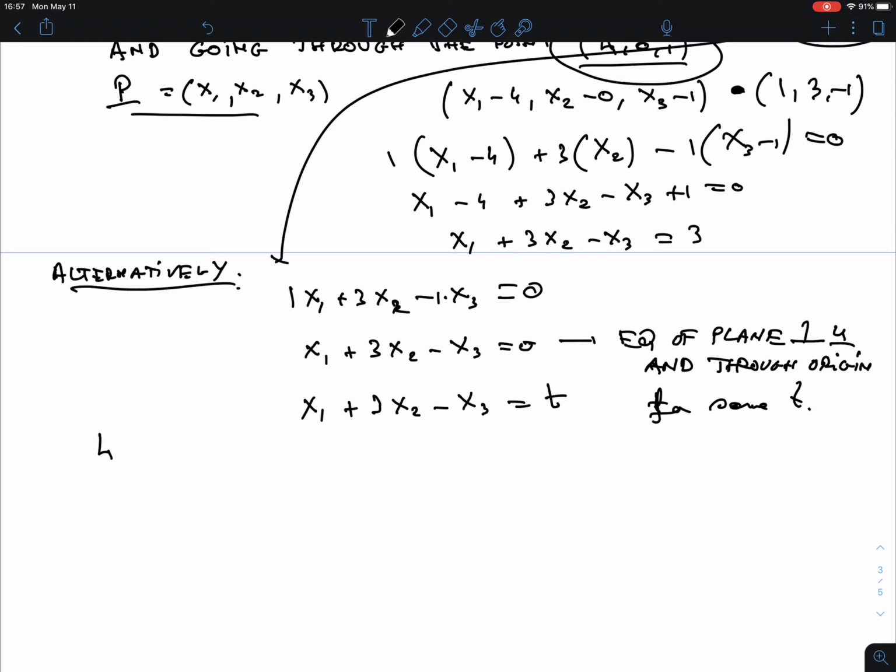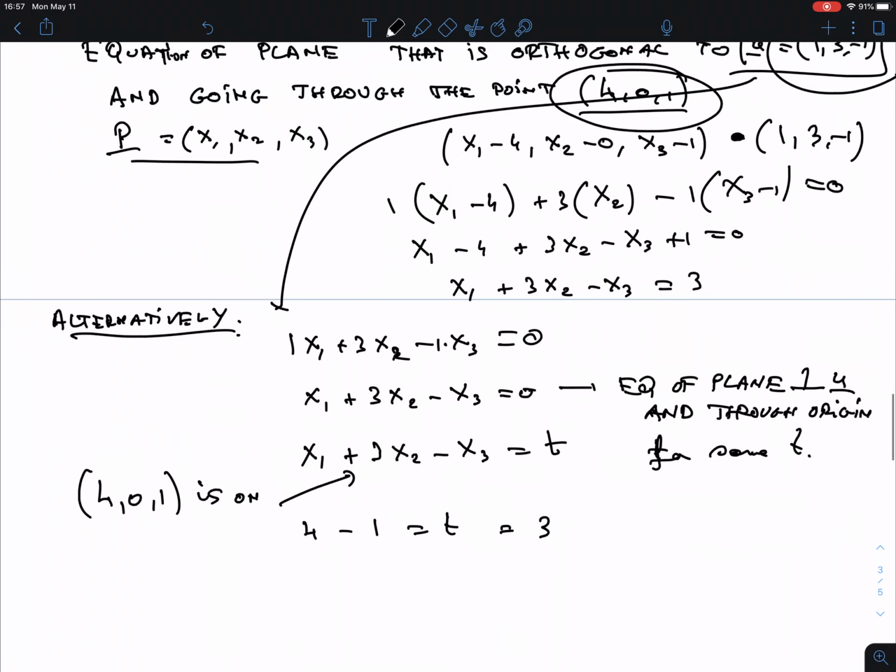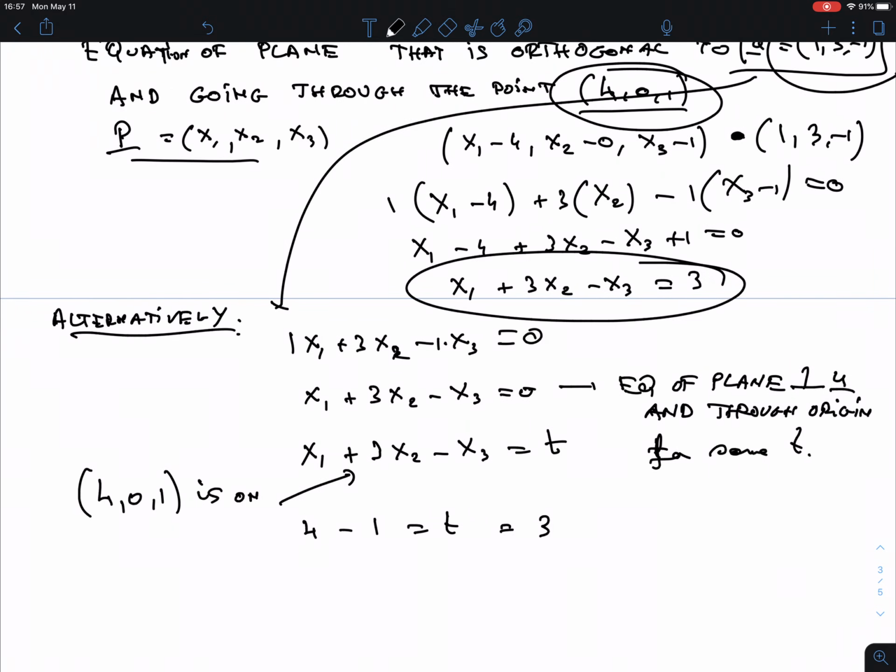So now we want the condition that 4, 0, 1 is on this plane, meaning the plane goes through it. We plug in these coordinates, 4 plus 3 times 0 minus 1 equals t, and we see that t equals 3. And then we recover the original problem. So that's two ways of doing it. Look at the notes to see where this comes from. If you want to practice more of these problems, go to the homeworks and look for similar questions.